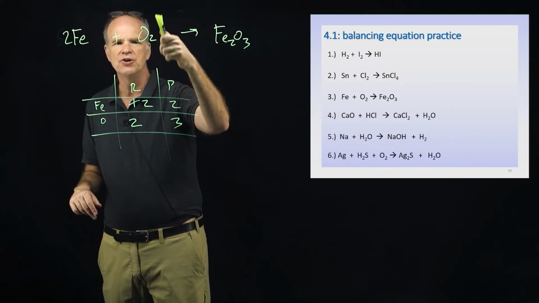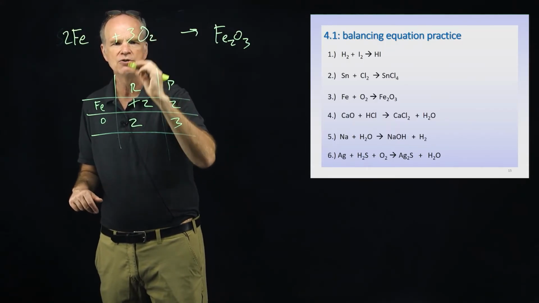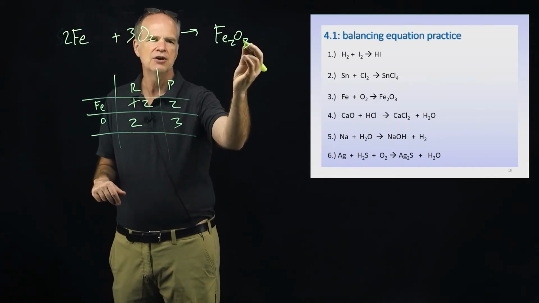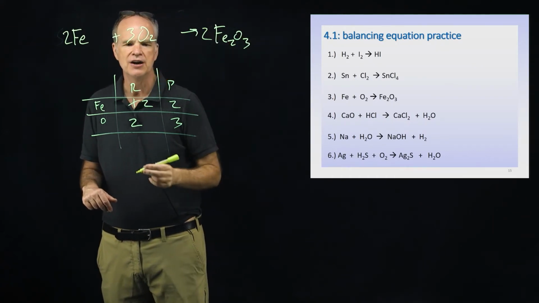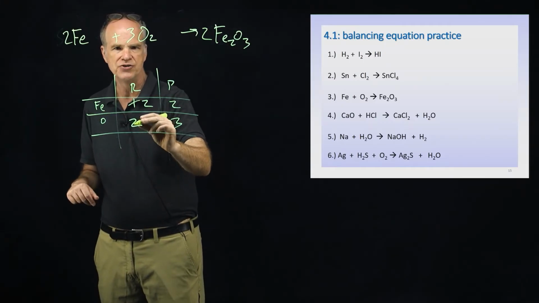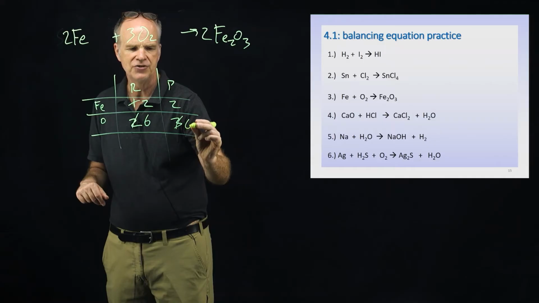So if we wanted a total of 6 oxygen atoms and we have 2 in the subscript, we're going to put a coefficient of 3 here. Here we have oxygen 3. So we put a coefficient of 2 there. So now let's recount oxygens. On the left side we have 6. On the right side we have 6.